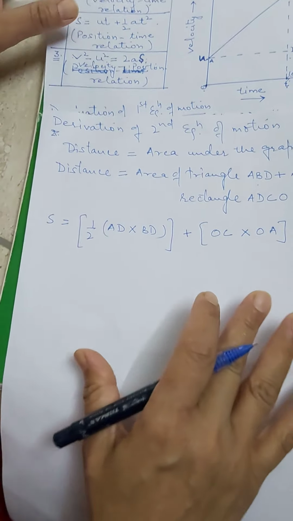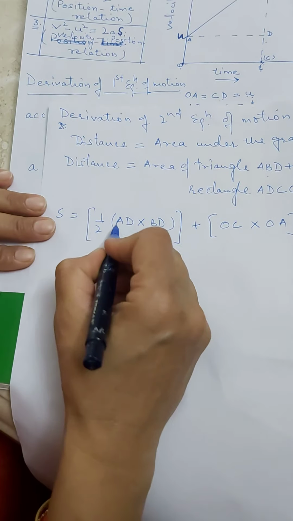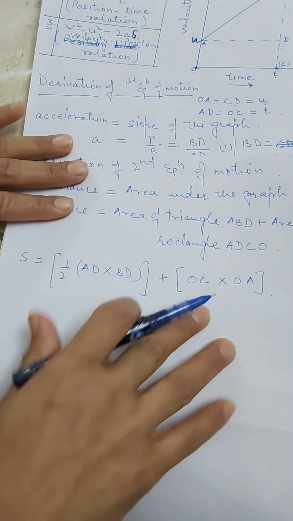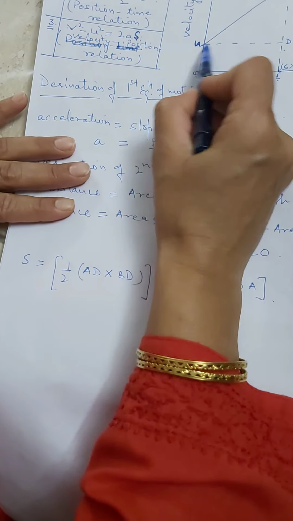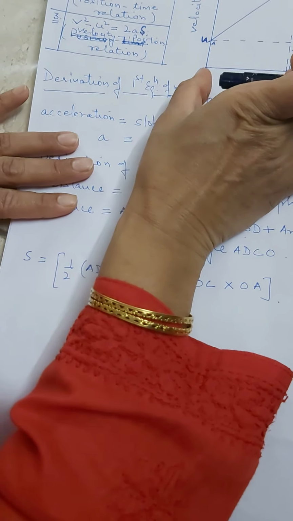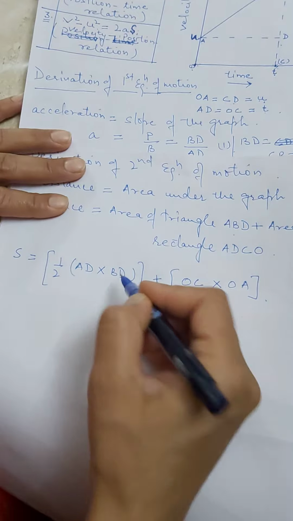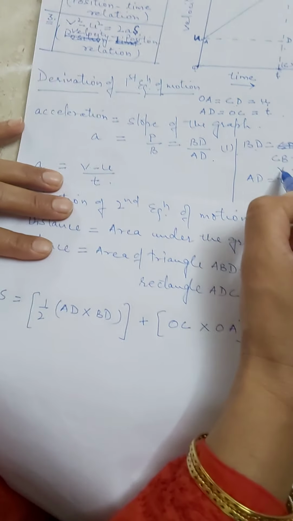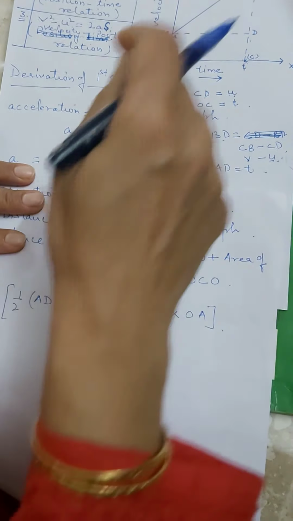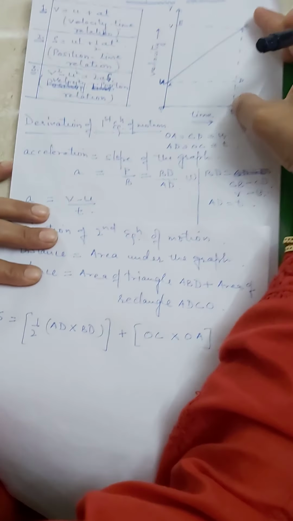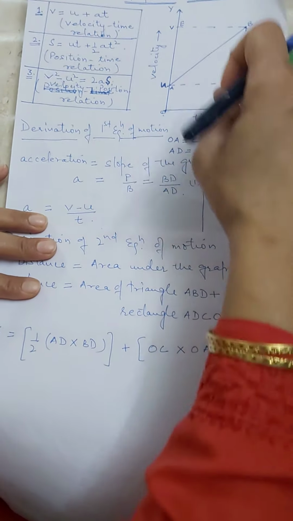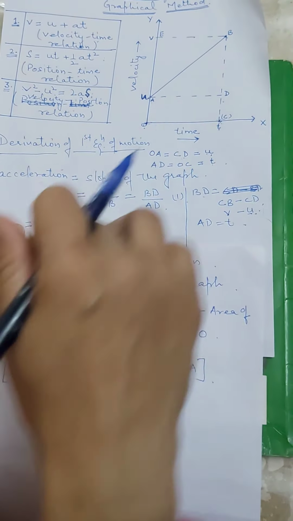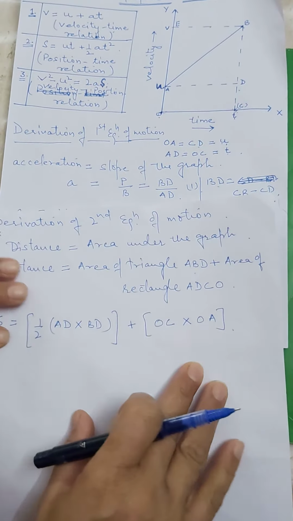Okay. Now what is AD? Here we know AD is equal to OC is equal to T, this time T. And what is BD? BD we have derived, V minus U. BD is BC minus CD, that is V minus U is equal to BD.